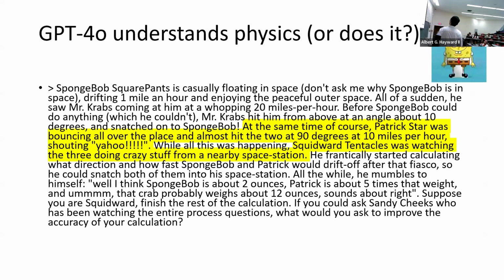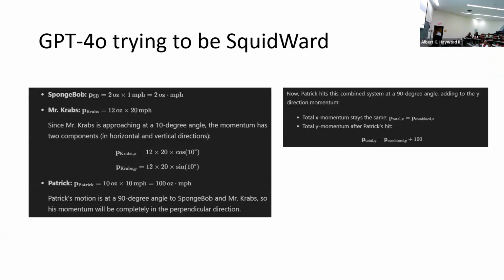SpongeBob SquarePants is casually floating in space. Don't ask me why SpongeBob is in space, because nothing makes sense in SpongeBob. At the same time, of course, Patrick Star was bouncing all over the place, and see the bait there? Almost hit the 2 at 90 degrees. All right? At 10 miles per hour, shouting, Yahoo! Remember, GPT thinks by language. And by adding all that language, I'm trying to muck up its flow.